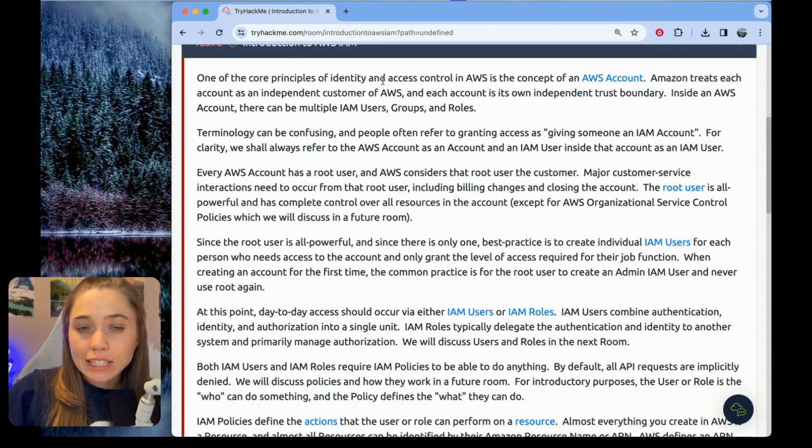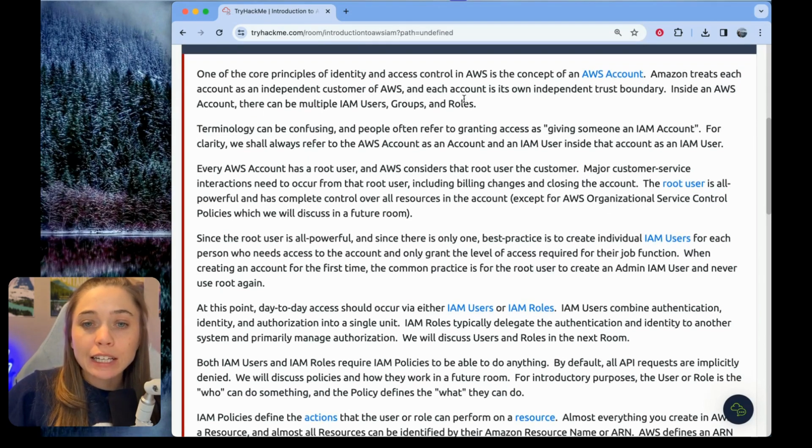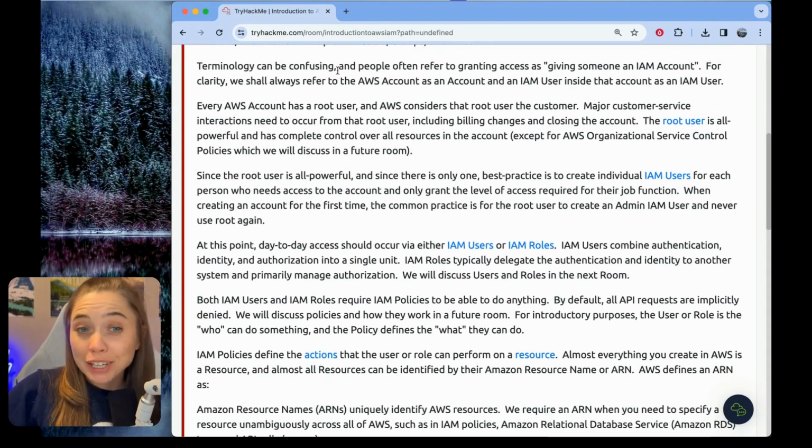One of the core principles of identity and access control in AWS is the concept of an AWS account. Amazon treats each account as an independent customer of AWS, and each account is its own independent trust boundary. Inside an AWS account, there can be multiple IAM users, groups, and roles. So remember IAM users, groups, and roles. Those would be examples of IAM principals we just talked about in the last section. Terminology can be confusing, isn't that so true? And people often refer to granting access as giving someone an IAM account. For clarity, we shall always refer to the AWS account as an account and an IAM user inside that account as an IAM user. Make sense?